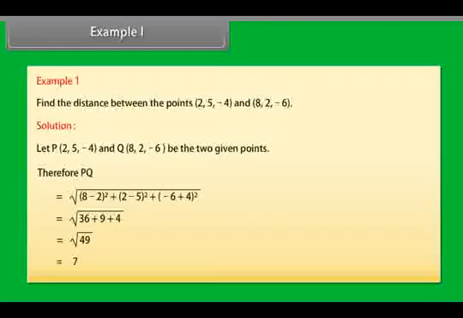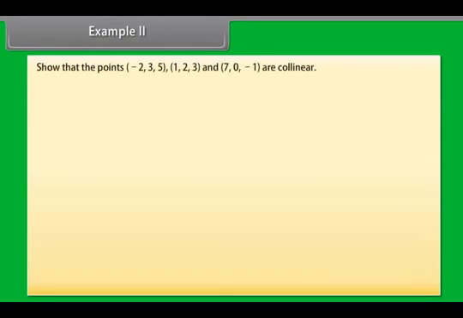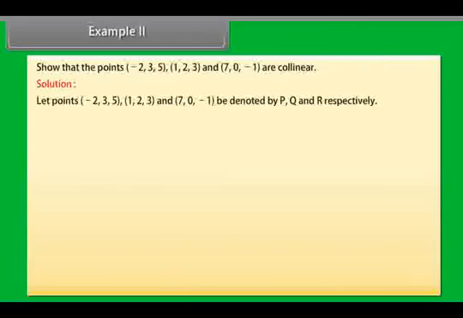49. Example 2. Show that the points (-2, 3, 5), (1, 2, 3) and (7, 0, -1) are collinear. Solution. Let points (-2, 3, 5), (1, 2, 3) and (7, 0, -1) be denoted by P, Q and R respectively. The points are collinear if they lie on the same line.